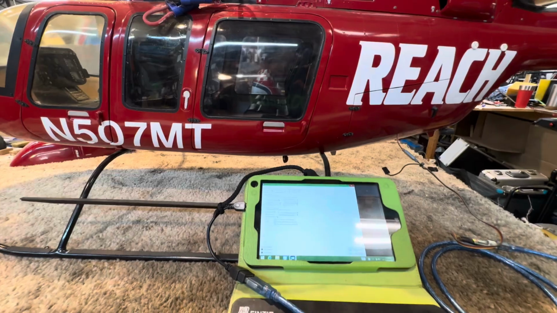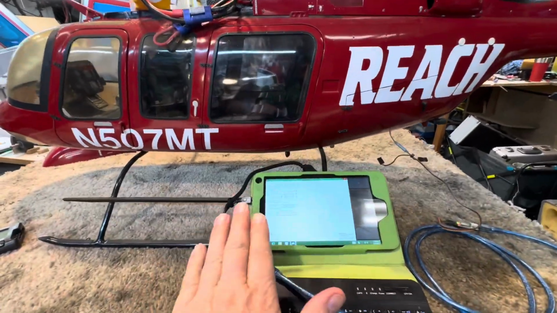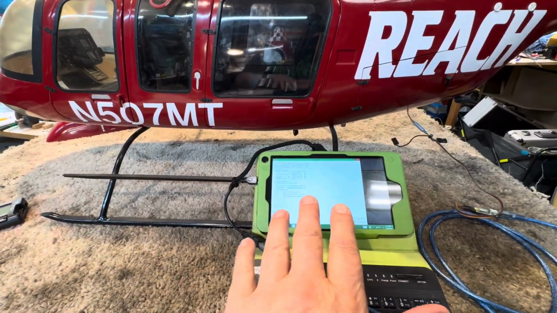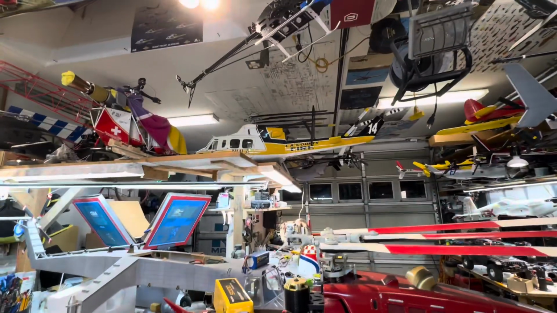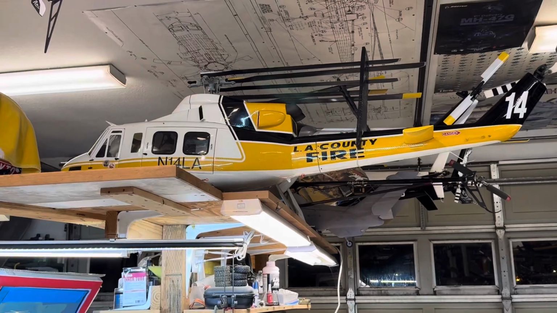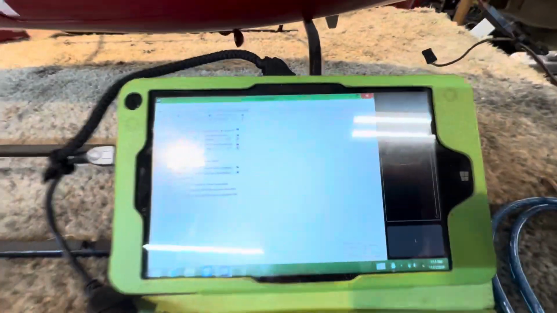This is a Castle. I believe it's a 120. I can't see it down in there, but I believe it's a 120 in here, but it would be the same for any size ESC you have in there. I do the same exact thing on the 412 up there. Same exact setup.